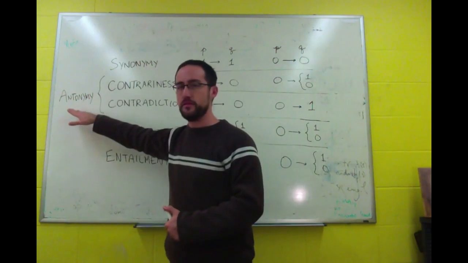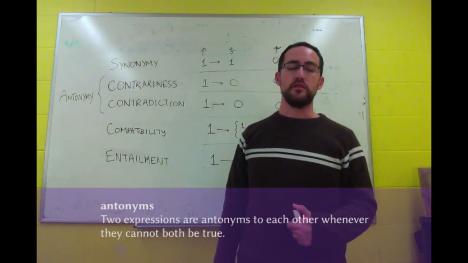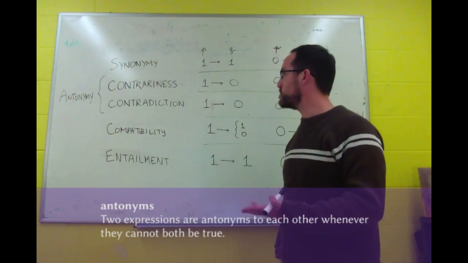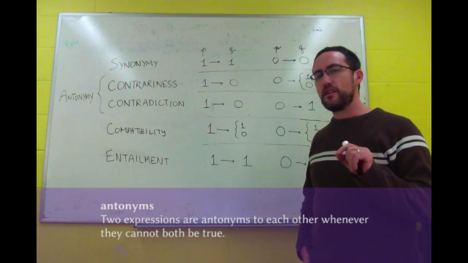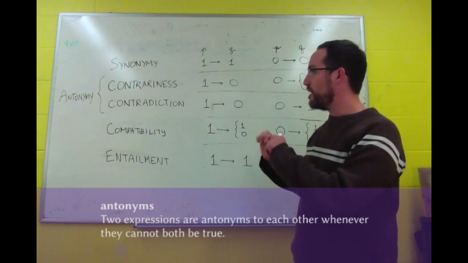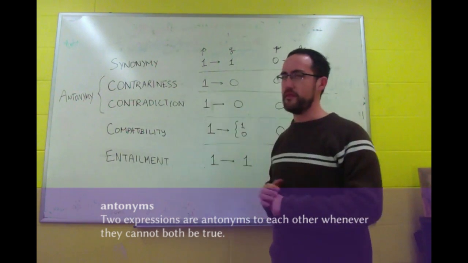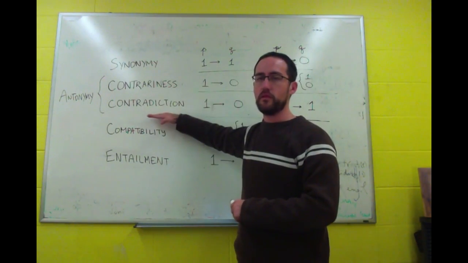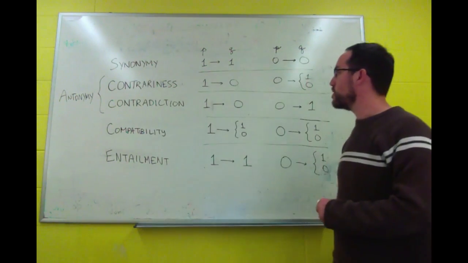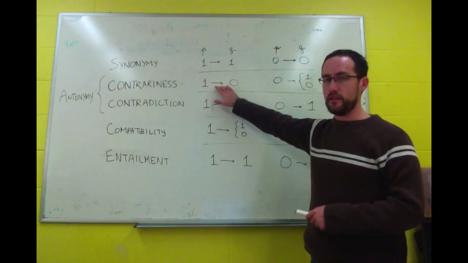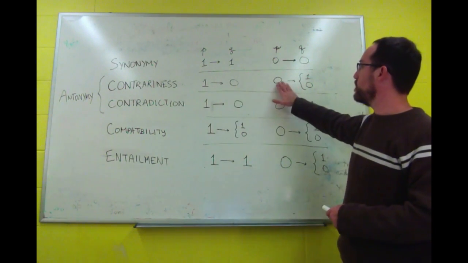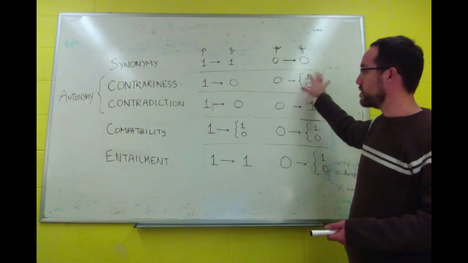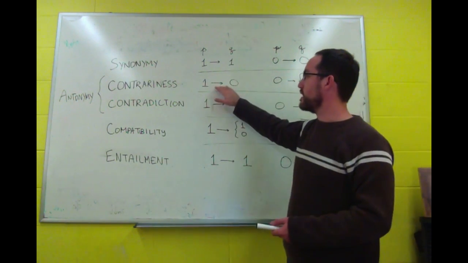So the opposite of synonyms is antonyms, right? And two expressions are antonymous when they can't be true together. But considering what happens when they're false allows us to distinguish between two types of antonyms. So there's what we call contrary propositions and what we call contradictory. So they're contrary when they can't be true together, but when one of them is false, the other one can be true or false. Right? We don't care. They just can't be true together.